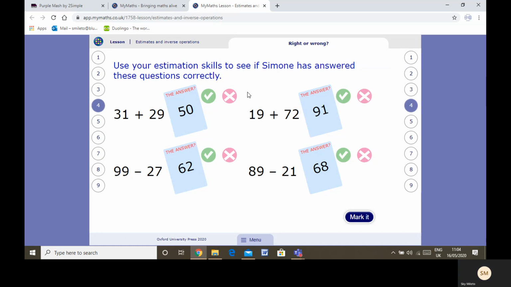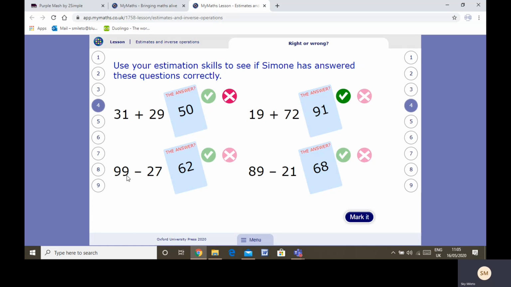So we're going to tick and cross whether we think these answers are right by using estimates. I'm not going to write them down, I'm going to guess. So I'm going to round this number down to 30 and round this number up to 30. Okay, so 30 plus 30 would be 60, but they're saying the answer is 50. So I don't think that's right. I'm going to round this number up to 20 and this number down to 70. 70 plus 20 is 90. So this number is very close to 90.